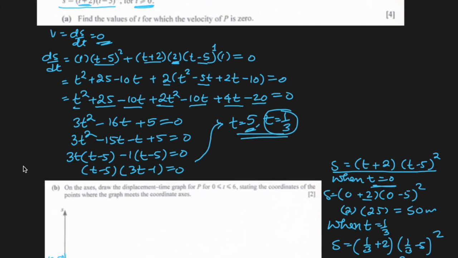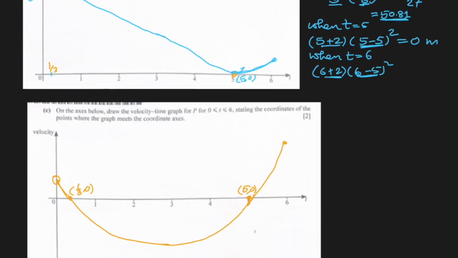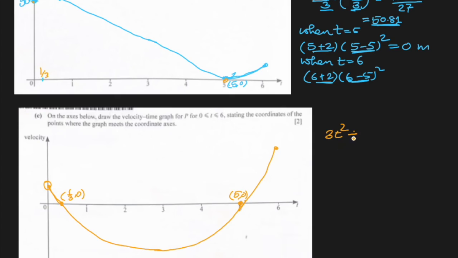Yes, we do actually. So what was it? This was the one. Let me highlight it. This was the one. Yes, I found ds over dt: 3t squared minus 16t plus 5. This is the velocity equation.